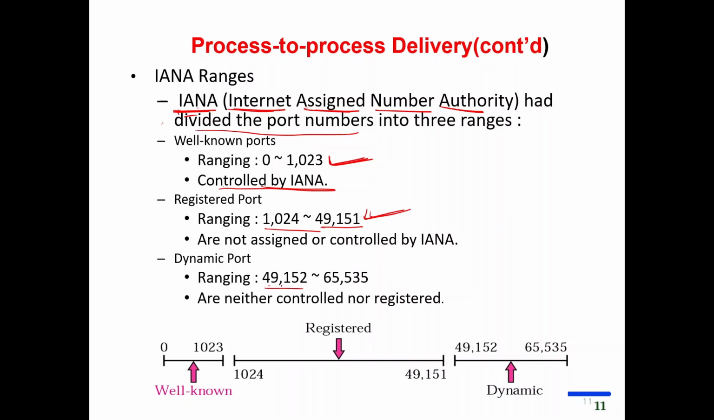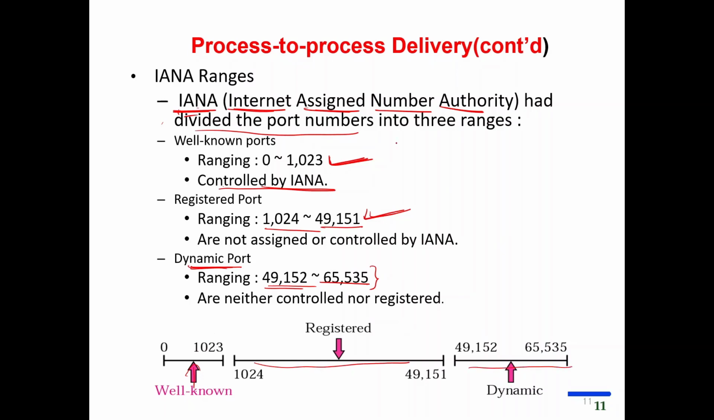The last portion, 49,152 to 65,535, these port numbers are for private use. That means they will keep on changing, so depending on our requirement, we can change them. They are called dynamic ports, whereas these are called well-known ports or pre-assigned. You can see these are registered or reserved. The last portion is called dynamic ports.